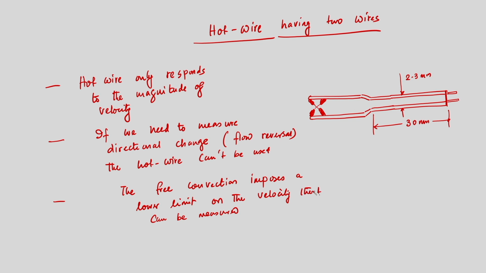So, these are the important points we should note, at least when we are discussing the thermal anemometer. This is one of the most important instruments which is used to measure point velocity, that we will discuss again today. And we have discussed the geometrical shape of the hot wire.